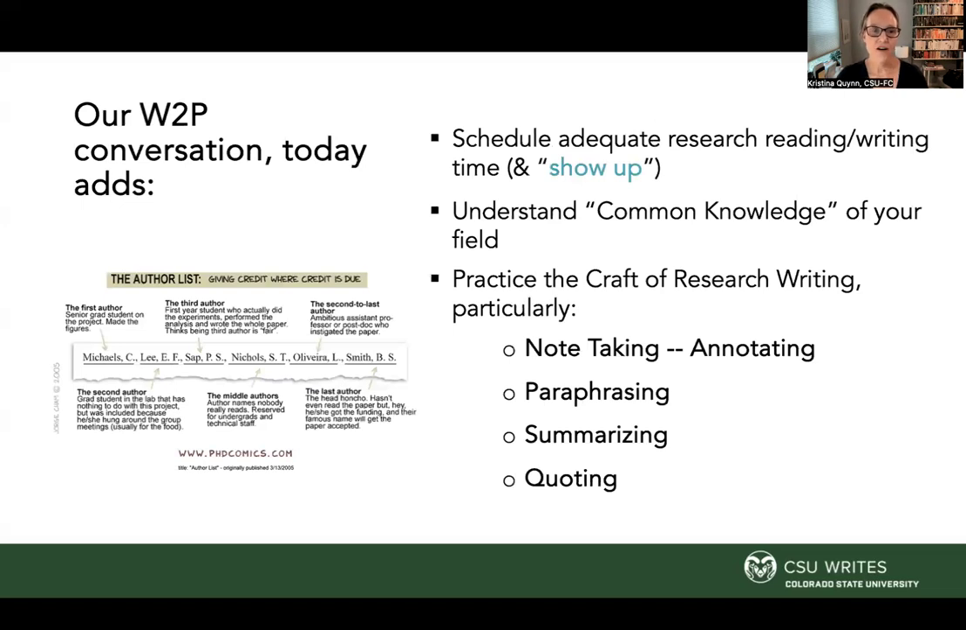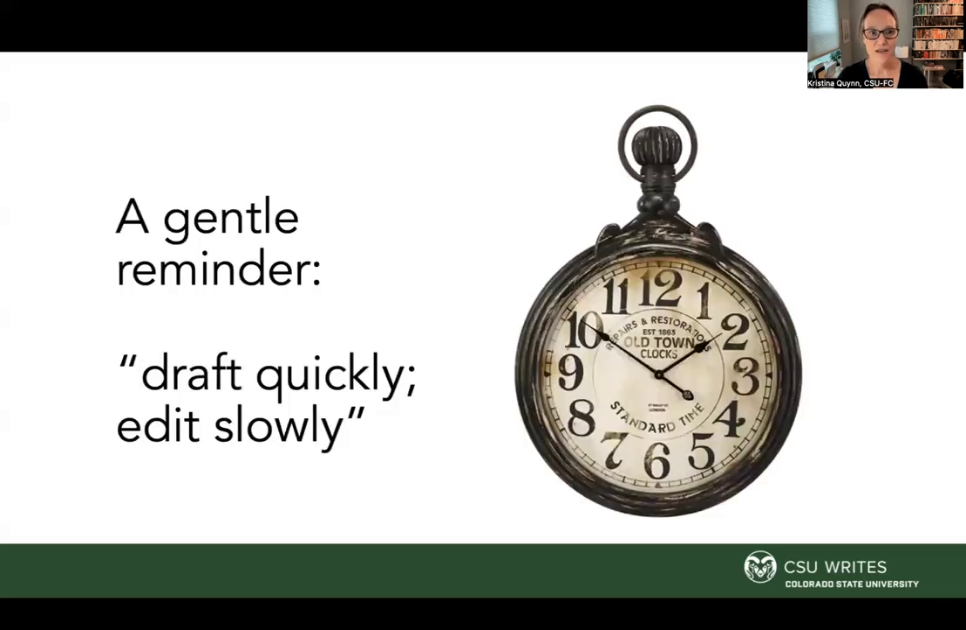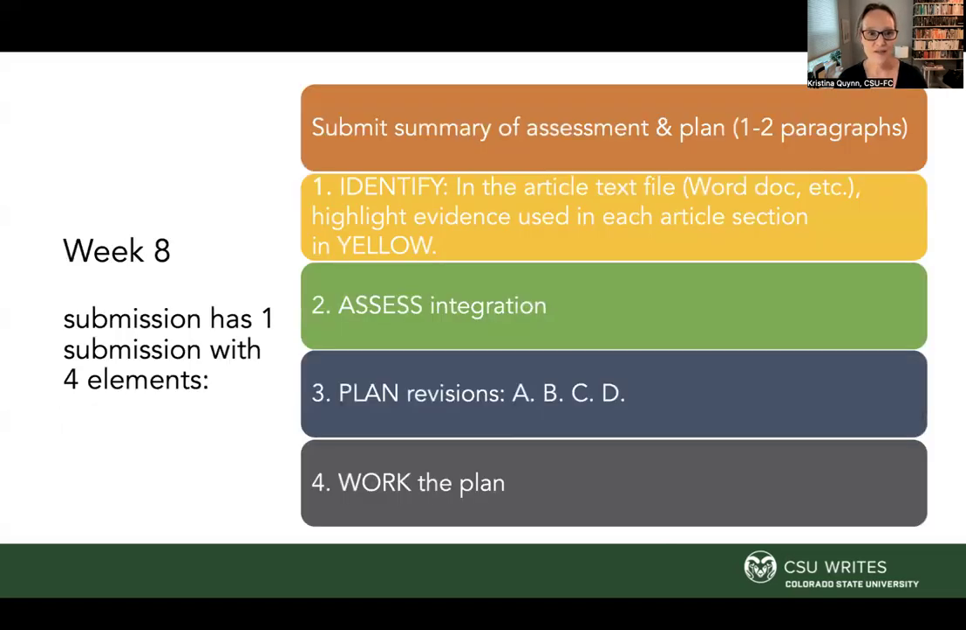All right, and then I'm just going to add this real quickly because I know we're running out of time. But thinking about how you can schedule and show up at your writing time, just make sure you have adequate time to be able to do the work that you need to do in integrating evidence, doing it well, and then just practicing the craft. And we always talk about drafting quickly and editing slowly, but just a reminder, separate those out and it'll really help. Just draft it out and then go back later and make sure it's clear. It'll give you another pass through to make sure that you're not risking plagiarizing or misrepresenting something.